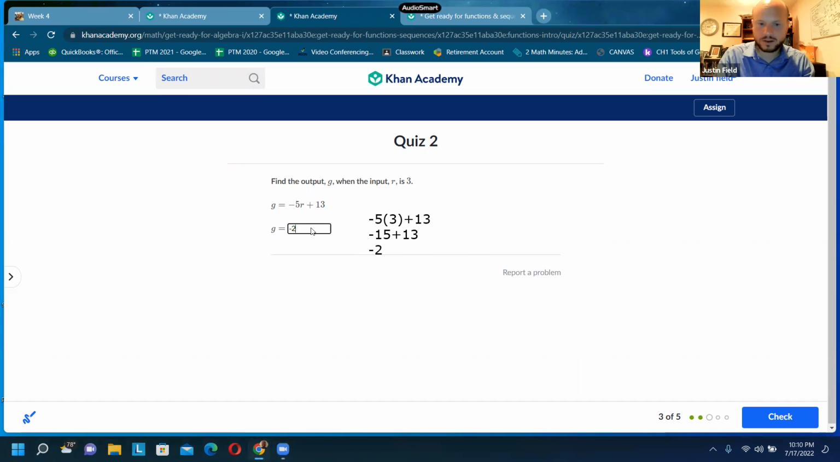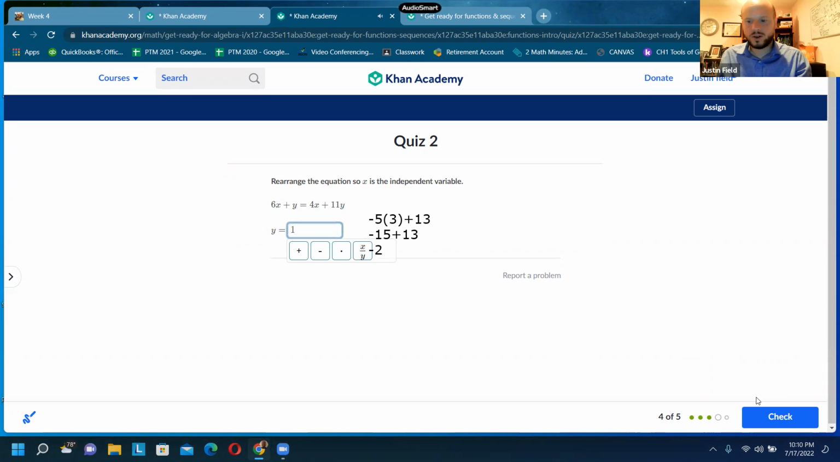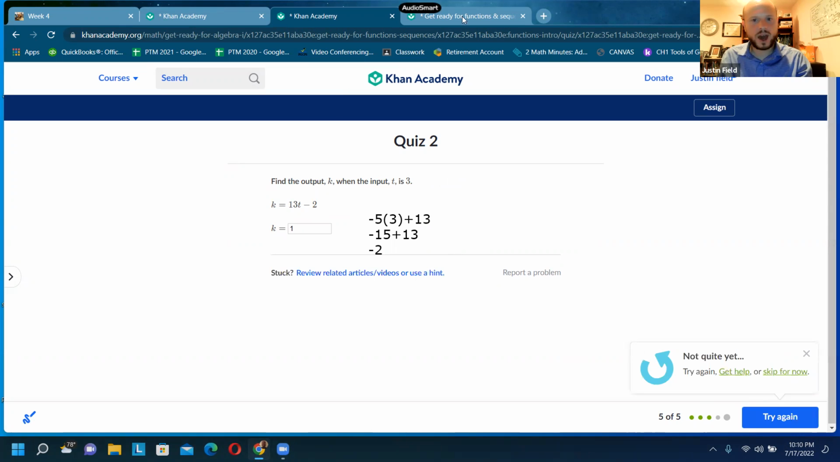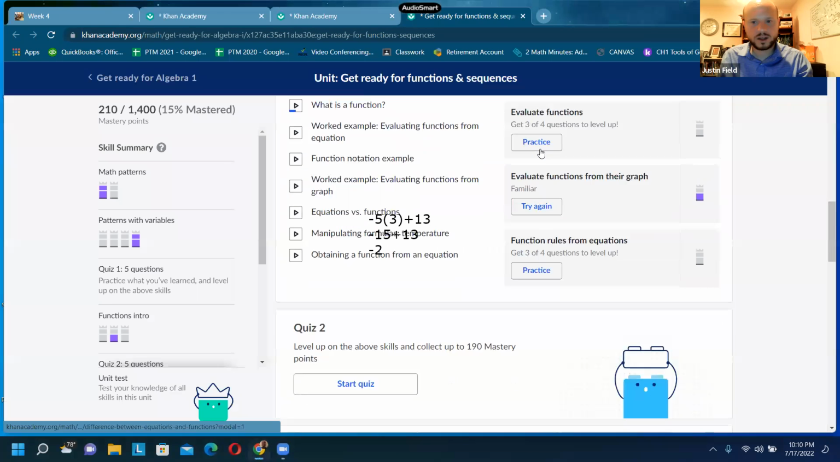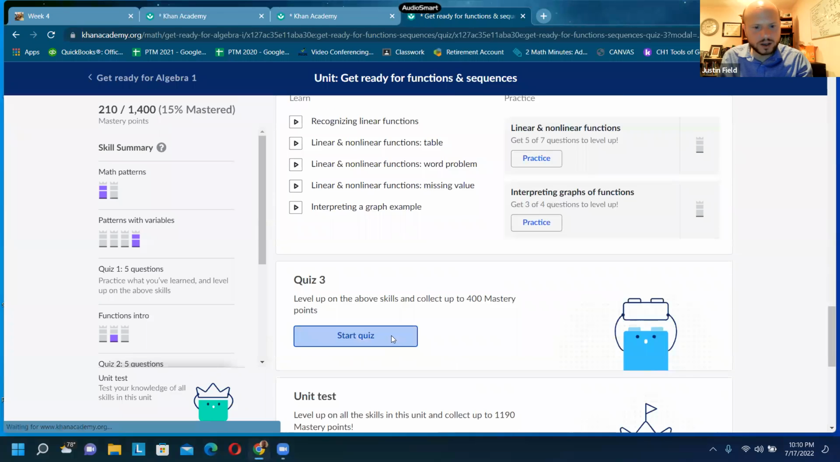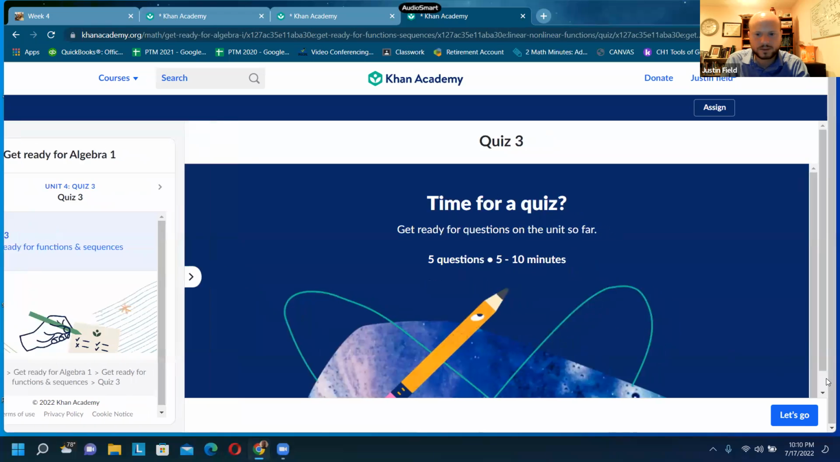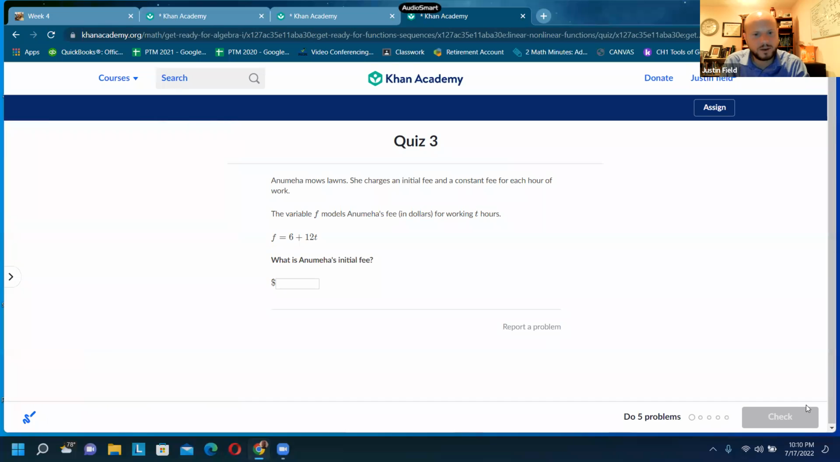Okay. Rearrange the equation, you could do that. Find the output, you could do that. Okay, on to quiz 3. Linear models, not okay. Very good, very good. I like these 5 to 10 minute quizzes.